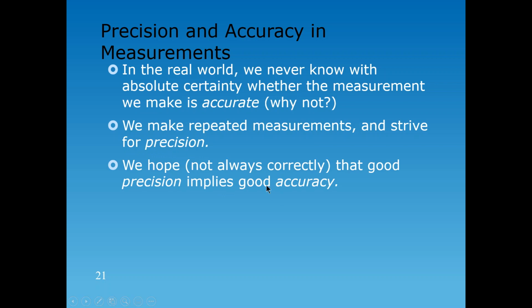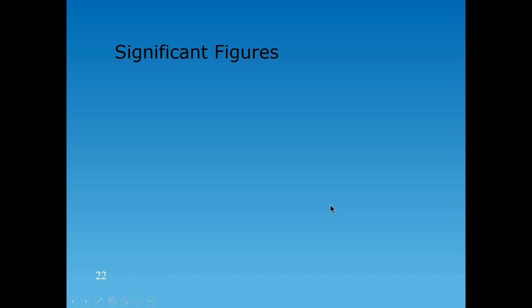But as we said before, that is not always true, right? But that's true in most cases where good precision represents or implies good accuracy. Now, how do we reflect the level of precision in a measured value?